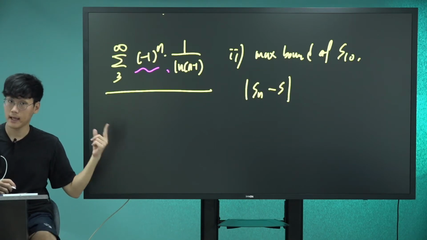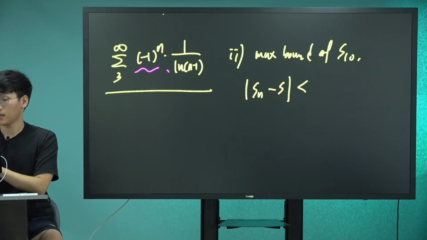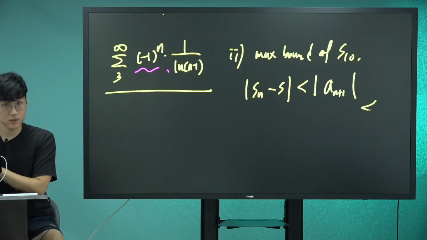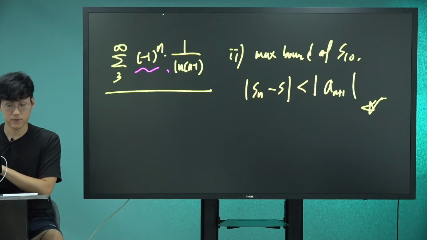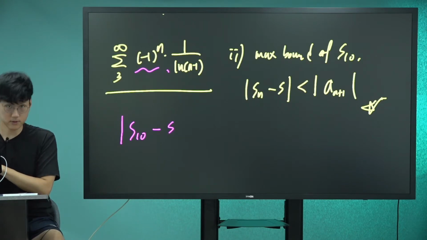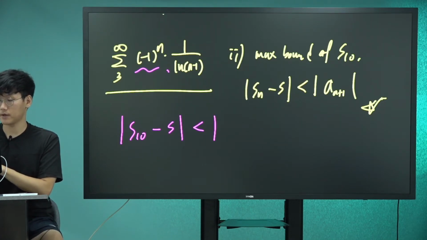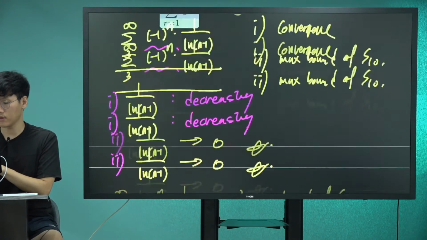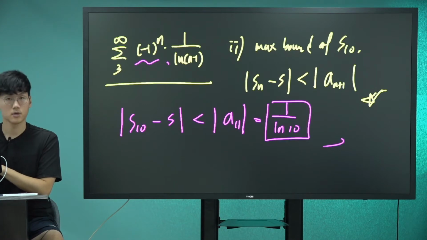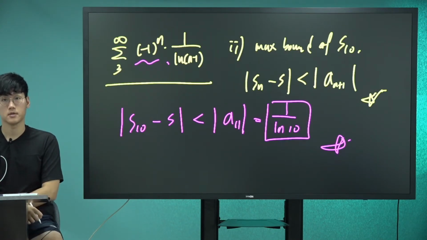I don't know what those values are, but I know their difference must be bounded by who? The absolute value of the next term of the sequence. Remember that? Very happy. So I want to see the bound on the difference between S10 minus who? The actual limit of the series, which we don't know. But I know by the truncation error that it's going to be bounded by the absolute value of a11, which is going to be the same as 1 over ln 10, right? So what you have to do is just plug that value in and that's it. That's going to be your maximum bound then. Understood?